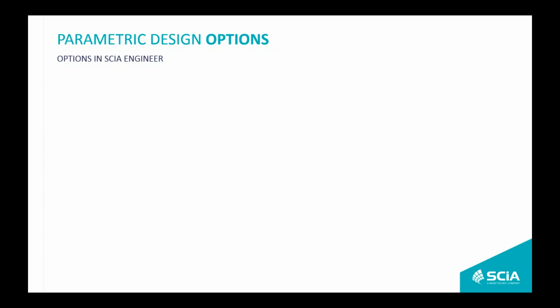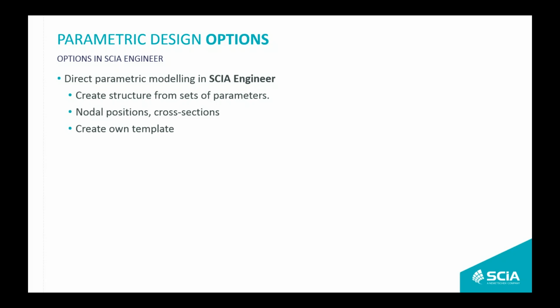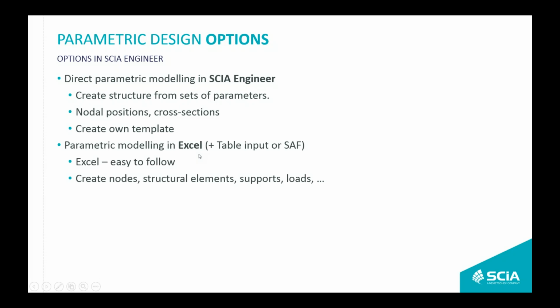So what parametric design options do we have in SCIA Engineer? Just a quick recap. We have direct parametric modeling available in SCIA Engineer. You can create a structure from sets of parameters for basically anything, like nodal positions, cross sections, loading, whatever. You can create your own template this way directly in SCIA Engineer, or you can use parametric modeling in Excel, and by means of table input you are quite easily able to import the whole structure in SCIA Engineer to have it calculated and get results.